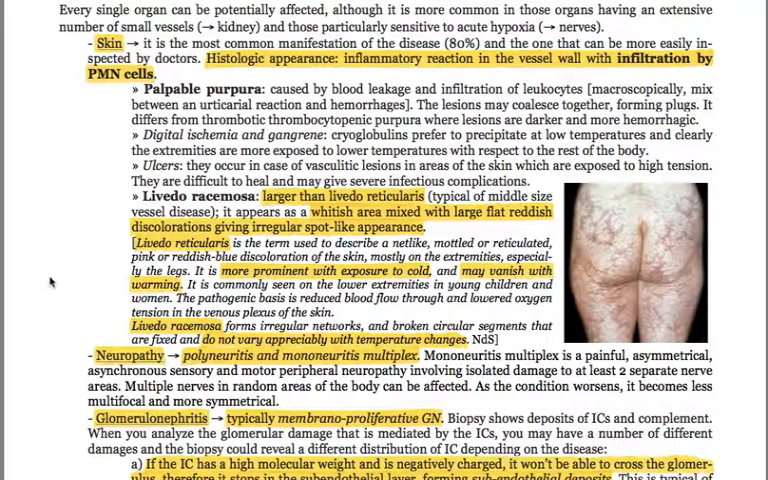You can have also digital ischemia and gangrene, because cryoglobulins prefer to precipitate at low temperatures, and clearly the extremities are more exposed to lower temperatures with respect to the rest of the body. We have also ulcers, which occur in case of vasculitic lesions in areas of the skin which are exposed to high tension. They are difficult to heal and may give severe infectious complications.